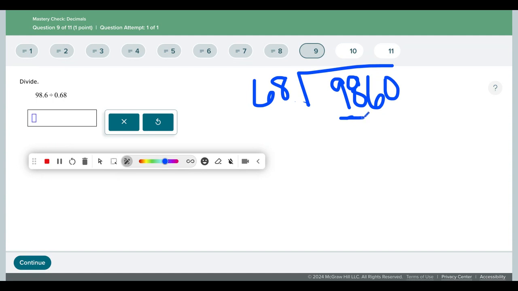But if I slide over to 98, I know for sure I can. And I know I can't make 2 groups of them. So I'm already ready to go with this problem. I know 1 times 68 is going to get me 68, right? And I can subtract. So again, I did multiply, subtract, bring down, repeat. Those are going to be my steps, right?